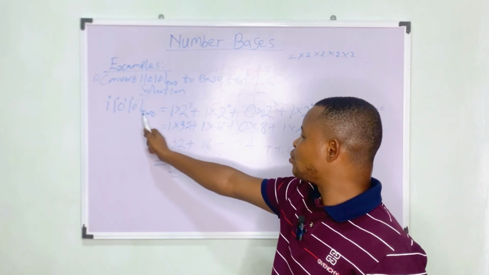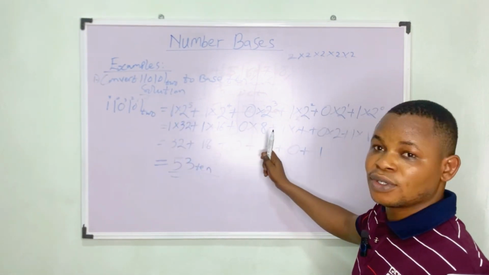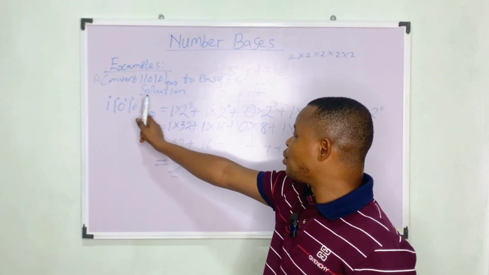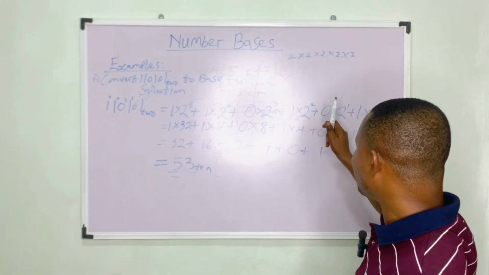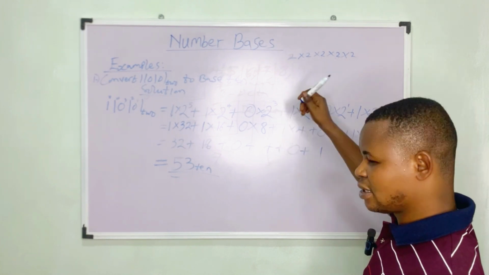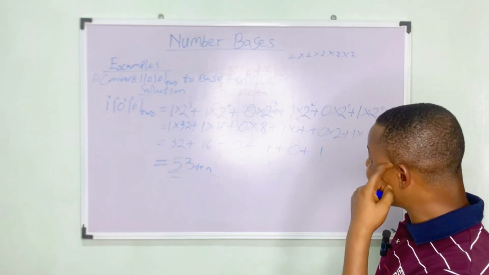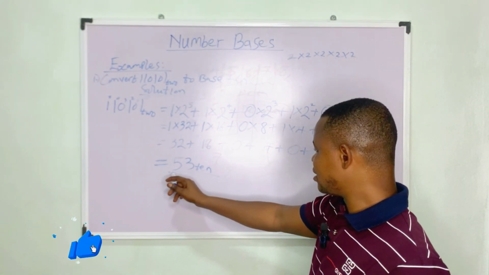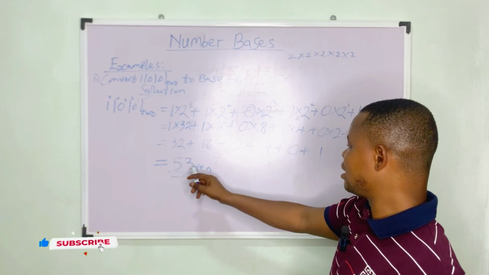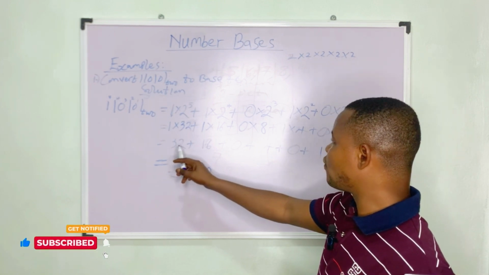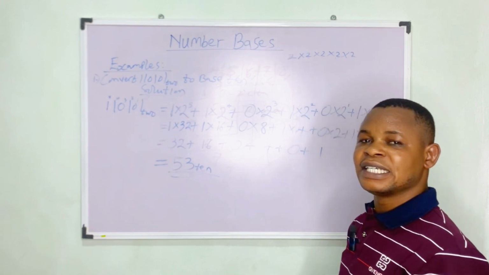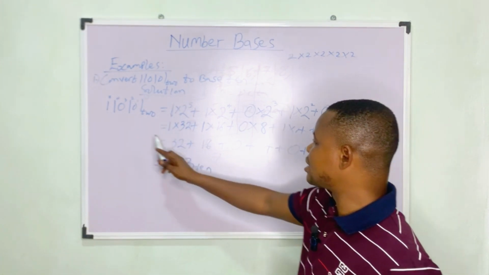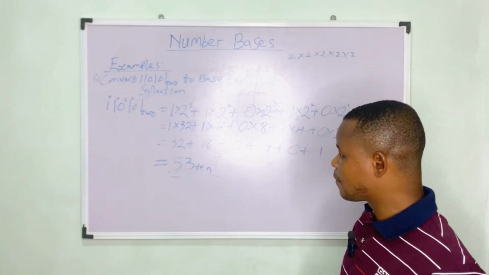Let's assume this is in base 3. We're going to follow this procedure to convert it to base 10. Let's assume it is base 8 here. We're going to follow this procedure to convert to base 10. Now, for clarity, I'm going to convert this 53 in base 10 back to base 2. And let's see if it's going to give us the same answer as we got here.